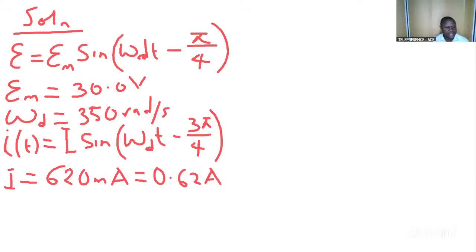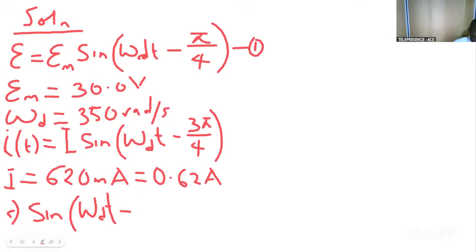We want to look at the time it takes the circuit to reach its first maximum EMF. If you look at the given function, the EMF will be maximum when this parameter, that is sine of omega d t minus pi over 4, is equal to 1. If this parameter is 1, then the EMF will be equal to EMF maximum. So what we need to do is to substitute this. We have sine of omega d t minus pi over 4 is equal to 1.